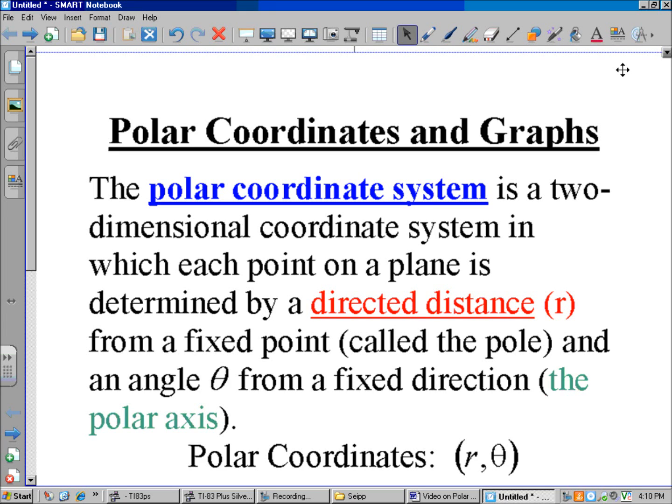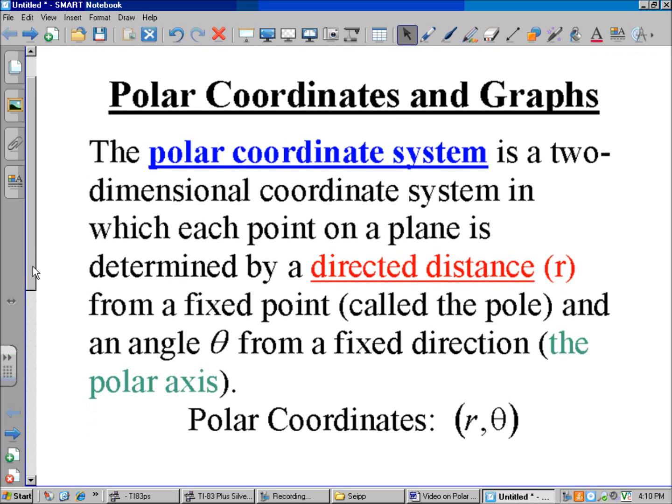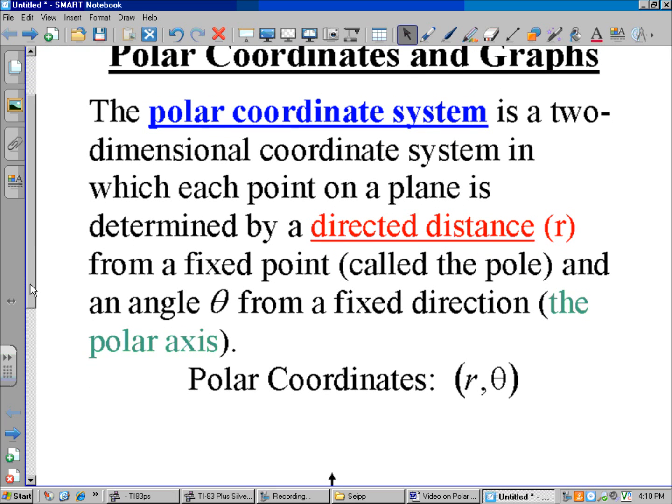All right, let's take a look at polar coordinates and polar graphs. First, let me give you a basic idea of what we're talking about with polar. If we are in the polar coordinate system, instead of the Cartesian or the rectangular coordinate system, the rectangular or Cartesian is x comma y, right? Well, the polar coordinate is r comma theta.